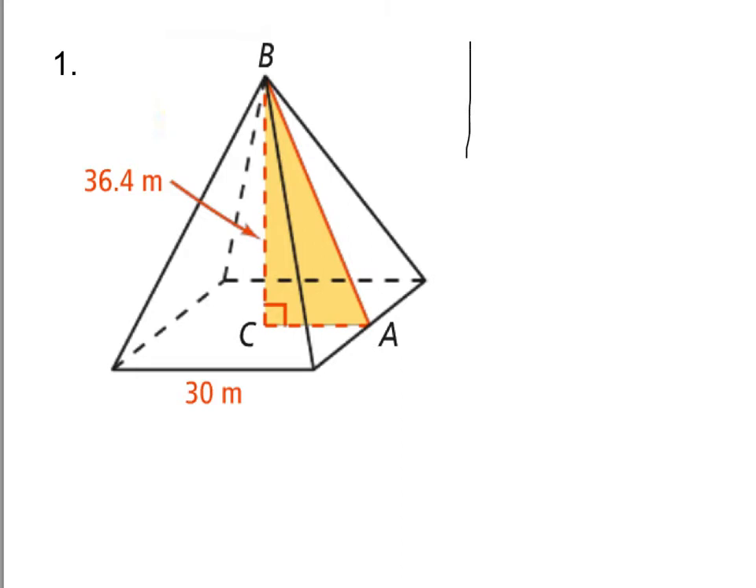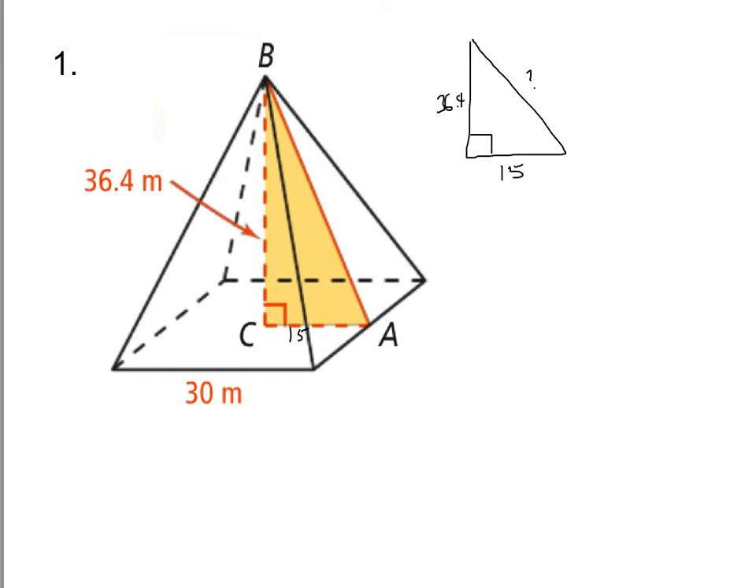Well, we're not going to use the height of the pyramid here to help us with anything. So I'm going to take this yellow triangle here and move it out. And we've got to figure out the length here. We need to know the slant height. You'll notice that the distance across the whole bottom here is 30 meters. Well, from the center to the outside is going to cut that in half. So this little guy right here is 15 meters. And we know that the height is 36.4.